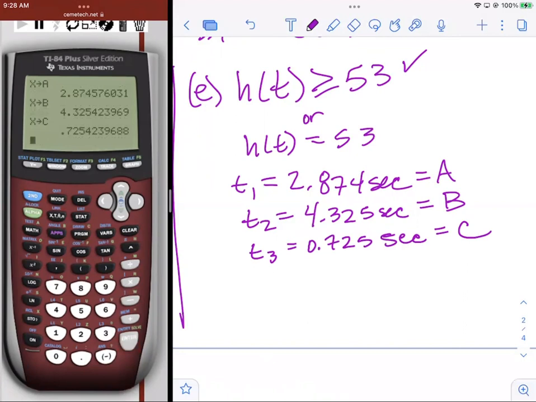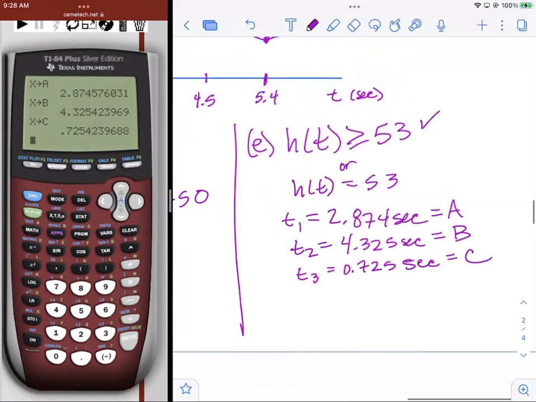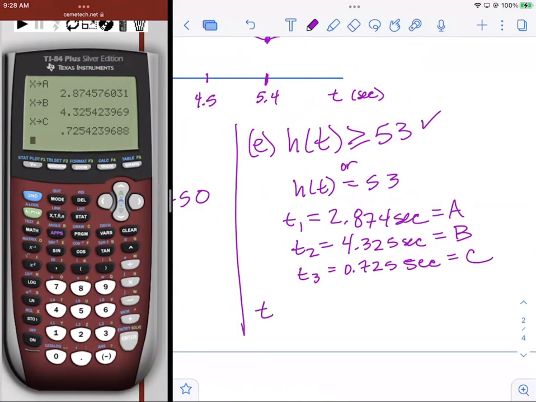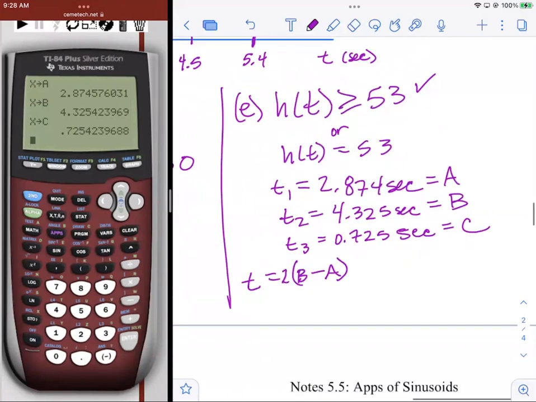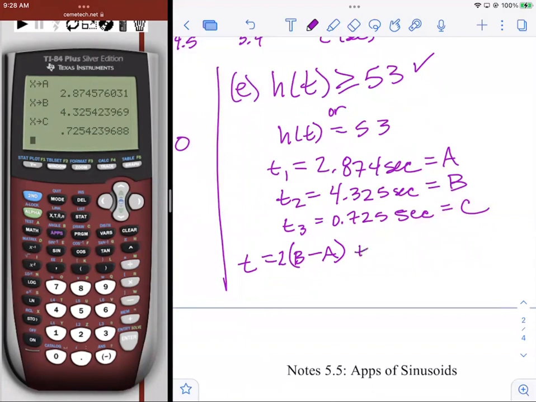Boom. All right. Now that I have all of my points of intersection written down and stored, I need to communicate how I'm going to use them. Okay. So the time that we want, T, is going to equal B minus A, which will give me the time it's up above there. And I have to double that. So I'm going to put 2 times B minus A. And then I'm going to add C to it. My handwriting's kind of bad. Let's try this again. 2 times B minus A plus C.